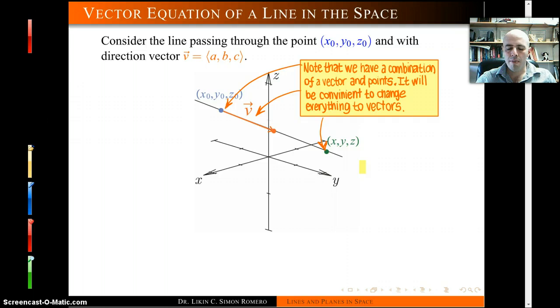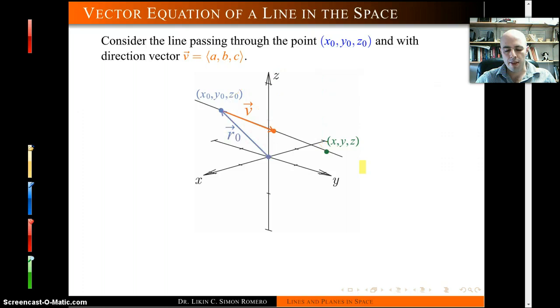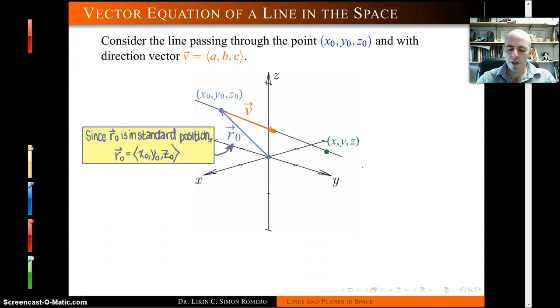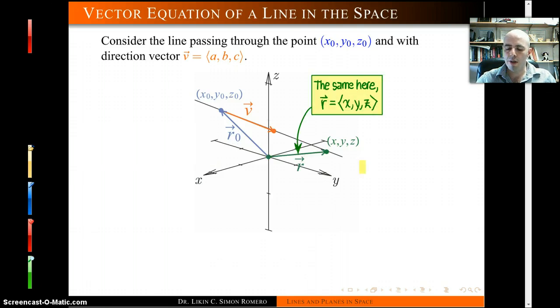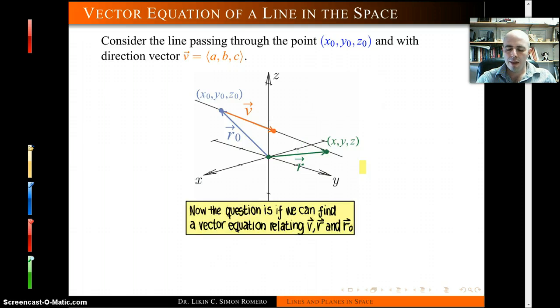Note that we have a combination between vectors and points, so we're going to try to do everything in terms of vectors. The vector r0 is going to be the vector that joins the origin with the point x0, y0, and z0, so the components are x0, y0, and z0. We will do the same for the point x, y, z. We're going to have a vector that goes from the origin to the point x, y, z, and that's going to be the vector r. From here, the question is if we can find a vector equation relating b, r, and r0.